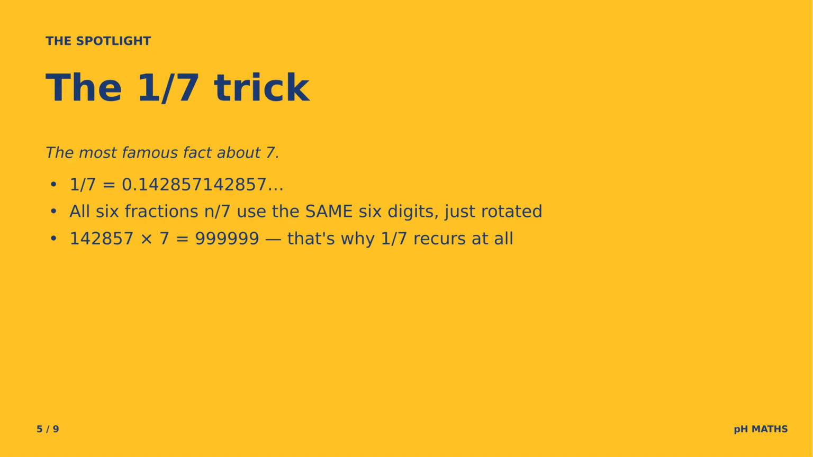Here's the magic of 7. 1/7 equals 0.142857, and those 6 digits then repeat forever. Now the wild part. 2/7 uses the exact same 6 digits, just rotated. 3/7, 4/7, all the way to 6/7. Same rotation of the same 6 digits. Try it on your calculator. The reason? 142857 times 7 equals 999999. And that's literally why 1/7 recurs at all.